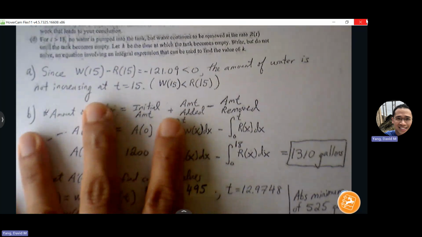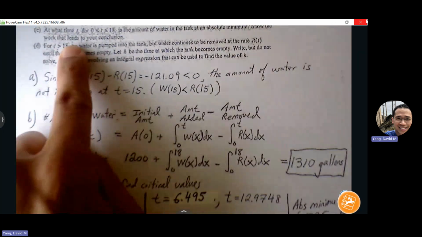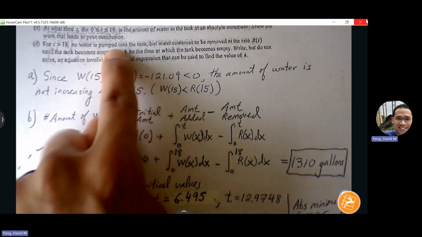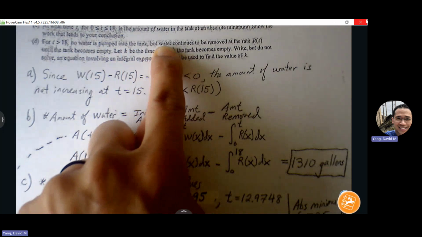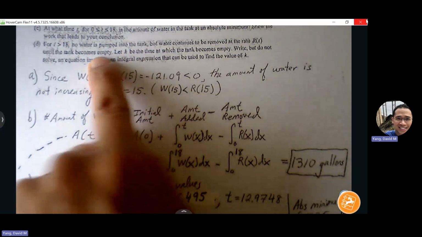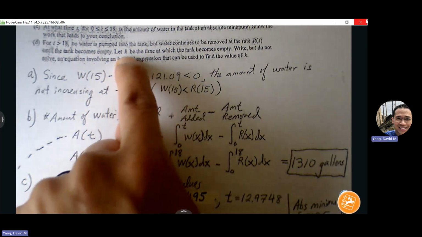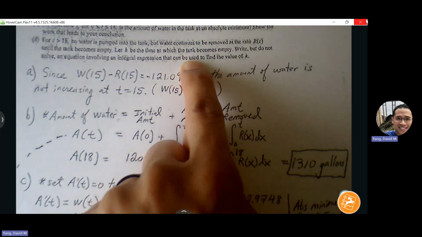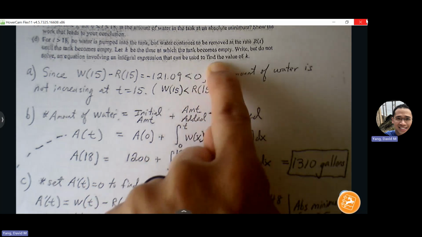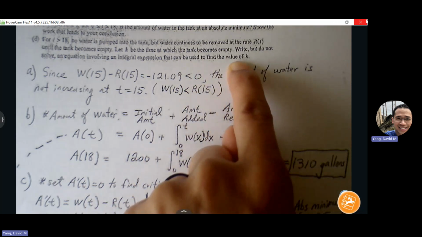Okay, part D. When T is greater than 18, no water is pumped into the tank, so only water is getting removed until the tank becomes empty. Let K be the time at which the tank becomes empty, right? But do not solve an equation involving an integral notation that can be used to find the value of K.